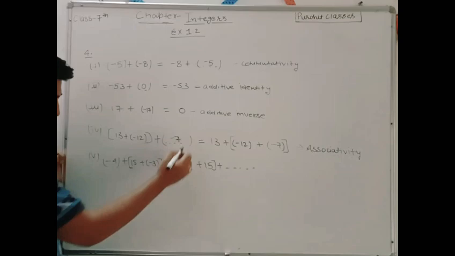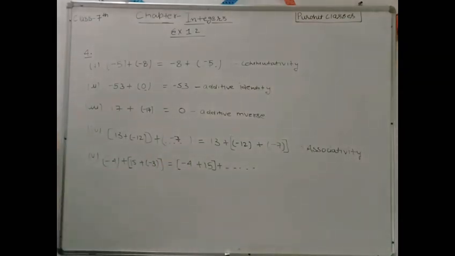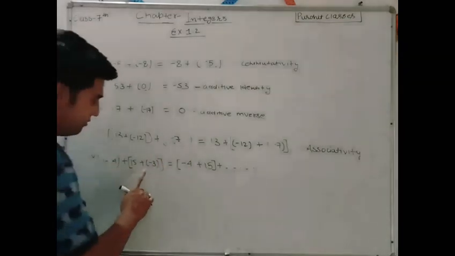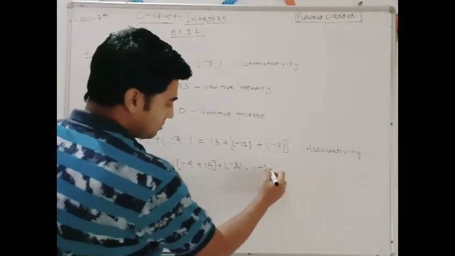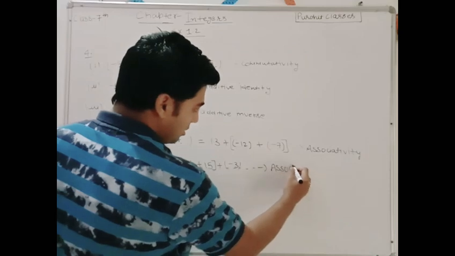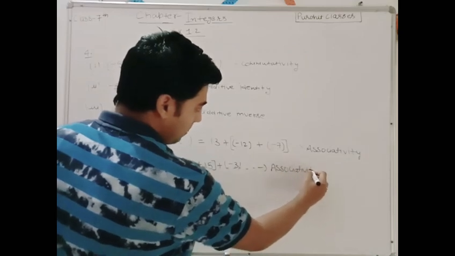Understood? Now the last one, that is also based on associativity. This is -4 plus 15 plus -3, -4 plus 15 plus -3. Associativity. Understood?